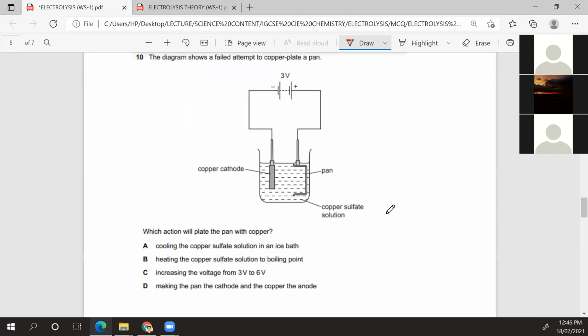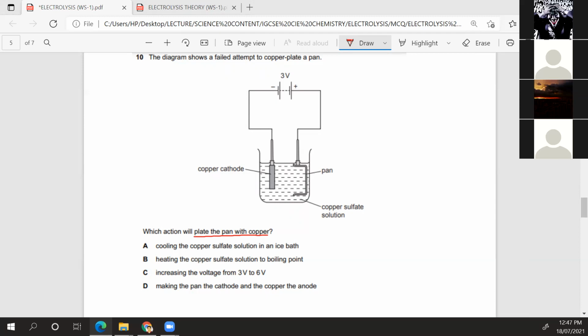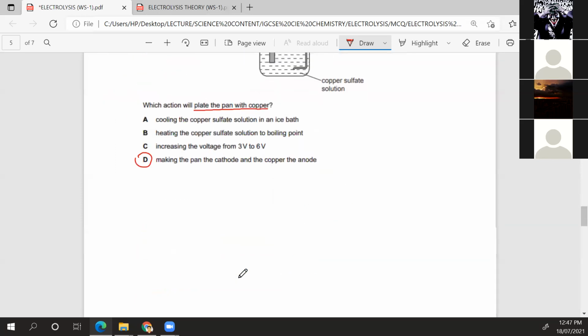10th one, Arnav. The diagram shows a failed attempt to copper plate a pan. Which action will plate the pan with copper? Miss, is it D? Yes, that's absolutely correct. It is D. Now this is a part of electroplating. What is the rule in electroplating? The object to be plated will be at the negative electrode, that's the cathode. So that's why you need to just switch the terminals. The object, that is the pan, will be at the cathode and the metal will be at the anode. Okay. Next one.